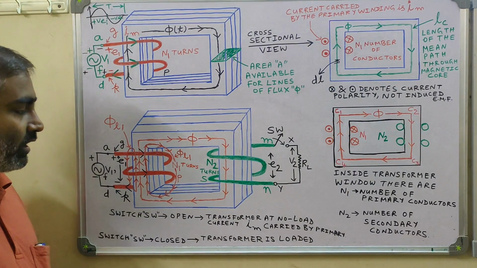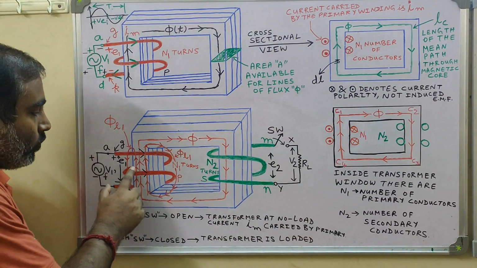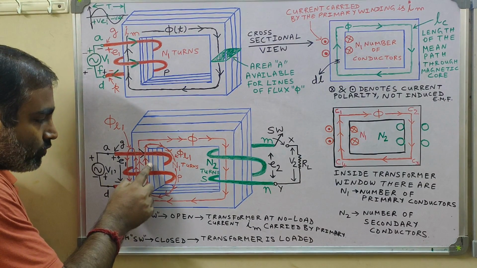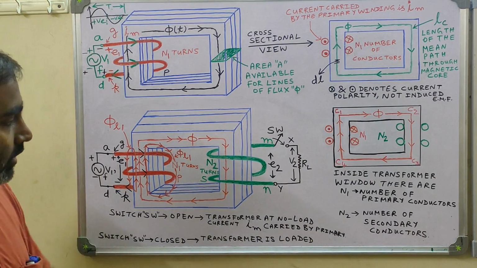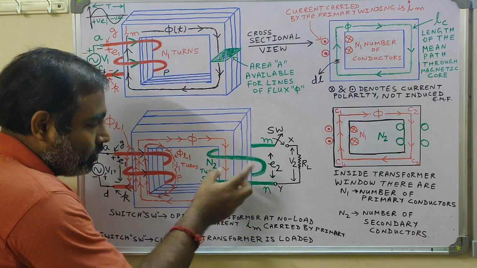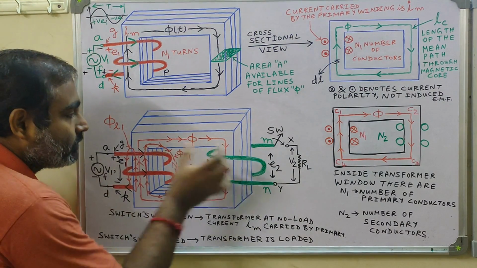What is done? Half of the number of turns of secondary winding will be wound across this limb of the transformer. The remaining half of the number of turns of secondary winding will be wound across this limb. So what is done in actual practice? Half of the turns of both primary winding as well as secondary winding are placed on these two limbs.